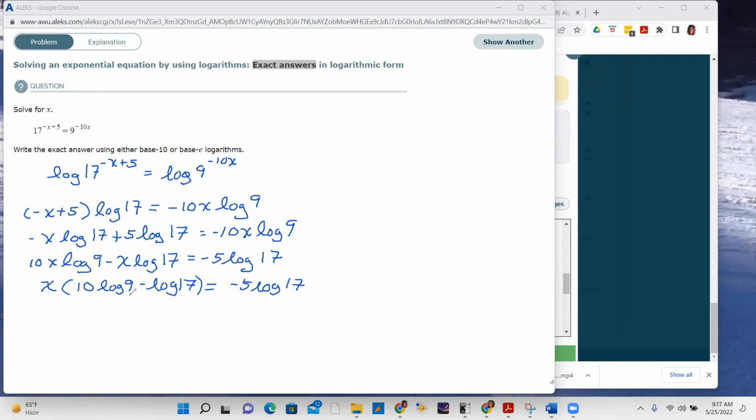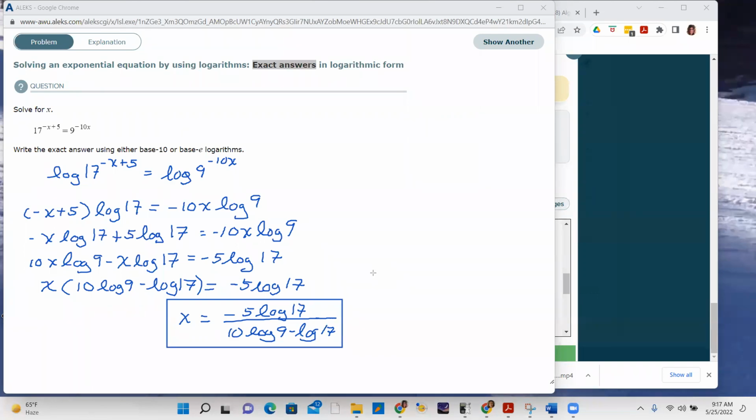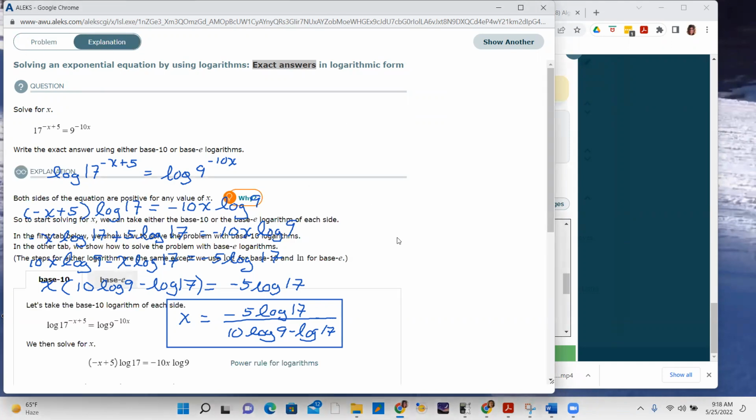And to solve for x, divide both sides by the stuff in parentheses. Okay, so since this is common log, we could approximate this on the calculator, but this question is asking for the exact answer. So this is the exact answer for x. And there are lots of different ways we could write this. I'm sure Alex will give us multiple ways.